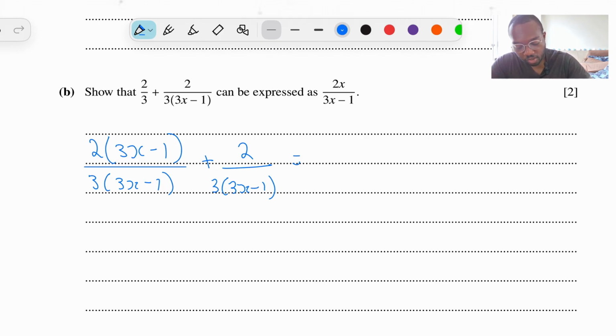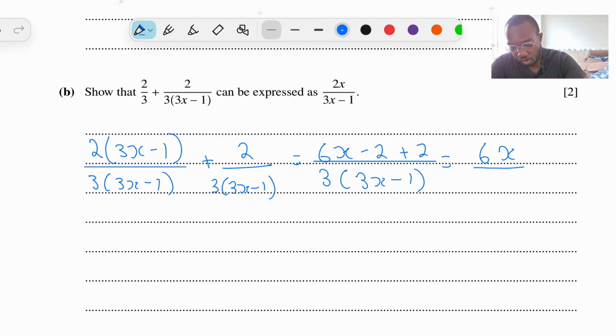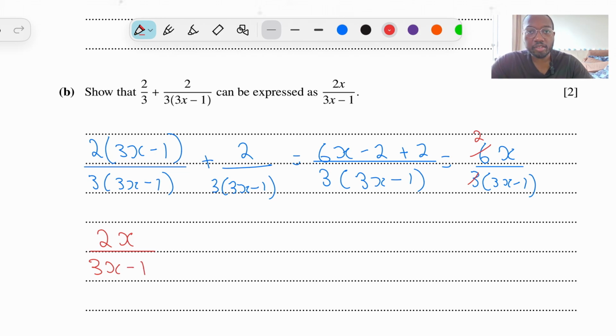Then if we join that all together now, let's expand the brackets on the numerator. So we get 2 times 3x, that's 6x. Then we get a minus 2. Then we get a plus 2. And that will be all over the 3x minus 1. And therefore, the 2's cancel out, so we're left with 6x over 3x minus 1. And then, as you can see, this can cancel out. So we're simply left with 2x over 3x minus 1.